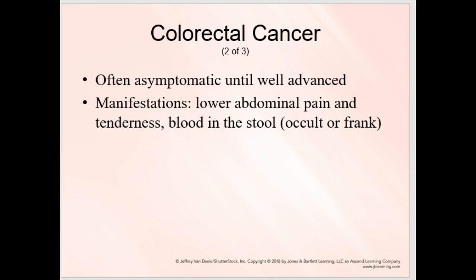So once again, I mentioned this is often asymptomatic until it's well advanced. So it can manifest as lower abdominal pain and blood in the stool, occult being dark tarry stools, or frank being blood that you can see, red blood.